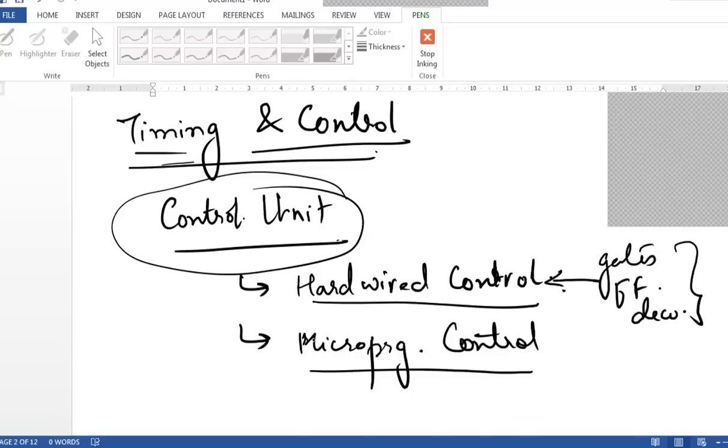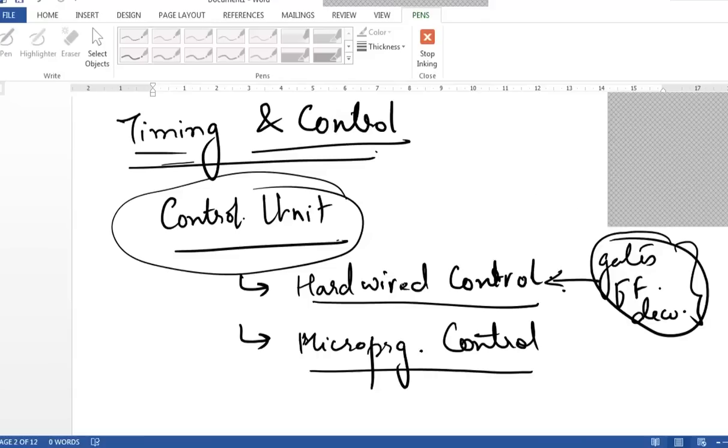Whereas when we talk about microprogrammed control, here what we do is we write a control program. Let us first discuss hardwired control. When I have all the hardware gates, flip-flops, and decoders available in my circuit, it provides an optimized, that is faster, mode of operation. All my operations would be carried out in a faster way.